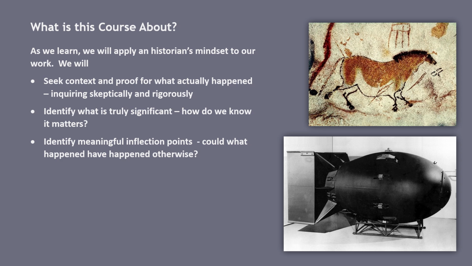And then one of the big questions is, could it have happened any other way? Could this have happened otherwise? And so we call that a meaningful inflection point. Was there something in that way that was unavoidable, or could only have happened because one person or several people did something specific? So those are the big questions of history, and those are historians' kinds of questions.